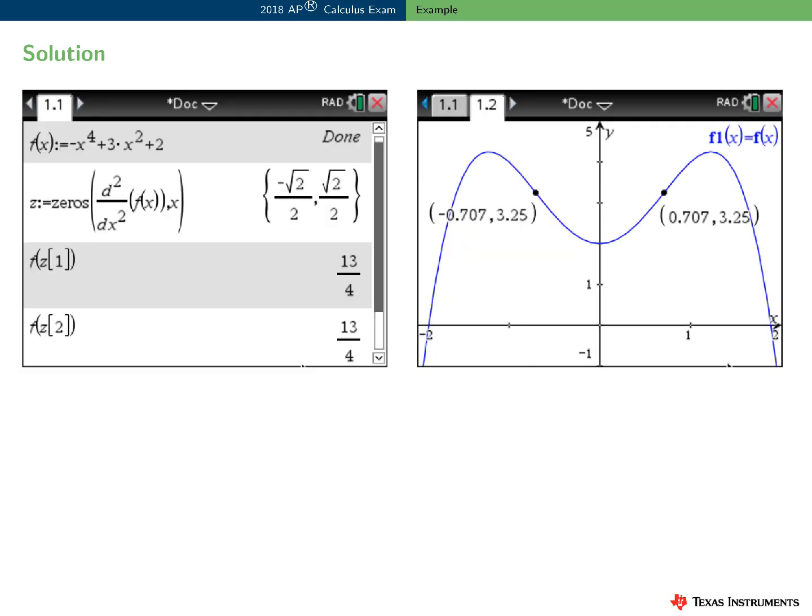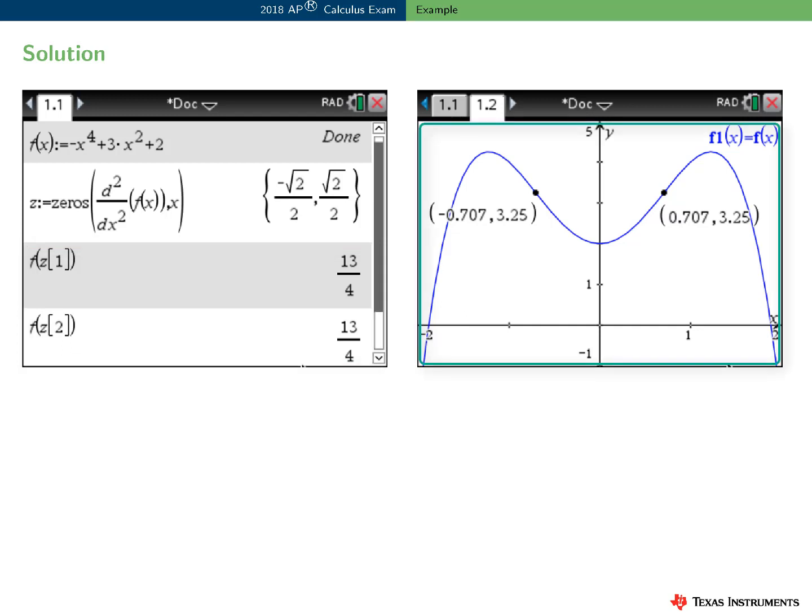Here's how I use technology to confirm my solution to this problem and to visualize the result. On the TI-Nspire, I first defined the function f, and then I used the zeros command to find the values where f double prime of x is equal to 0. I used this command so the results would be stored in a list. I can then refer to specific values in this list. And here, I evaluated the function at each of these values. This allows me to write the inflection points analytically.